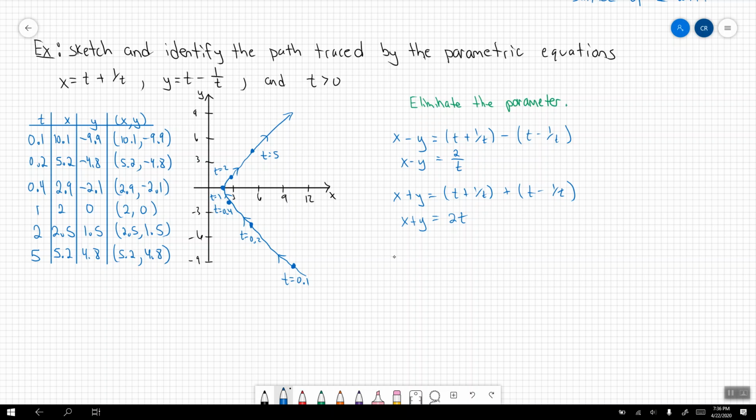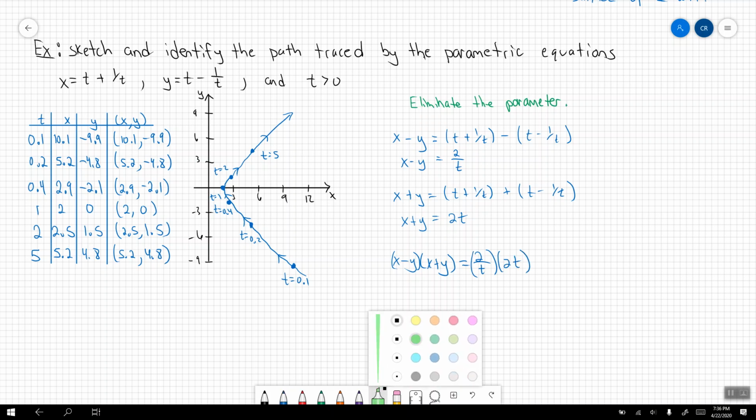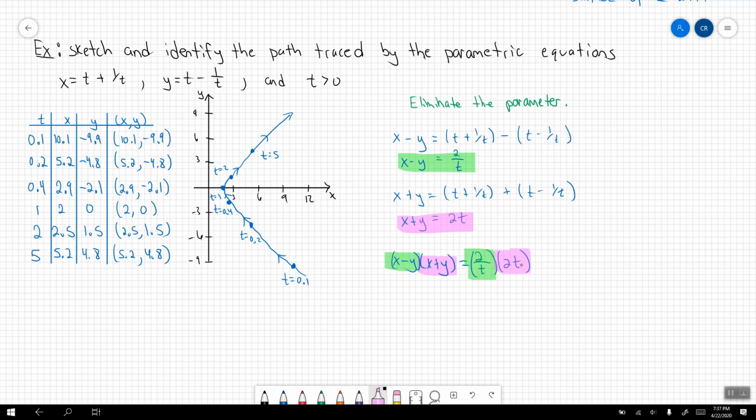So now I'm going to consider x minus y times x plus y. Well, what was x minus y? That was that 2 over t. What was x plus y? That was that 2t. I'll make sure I highlight these so you can see them. The first one was x minus y, and that was 2 over t. The other one, let's do this in a pinkish color, was right here, which means that's right here.